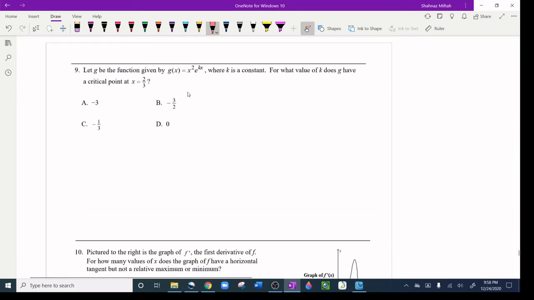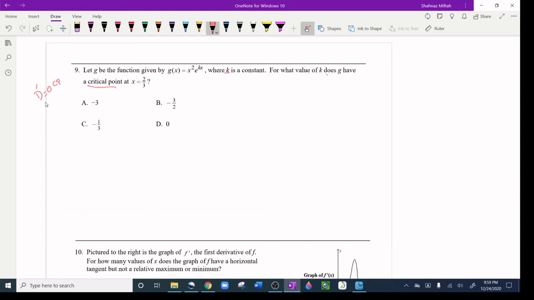Question number 9. Let g be the function given by g of x equals x squared e to the power kx, where k is a constant. For what value of k does g have a critical point at x equal to 2 over 3? So what is a critical point? A critical point is when you take a derivative, make it equal 0 and you get the critical point. Then you make a sign chart, but right now we are talking about critical points.